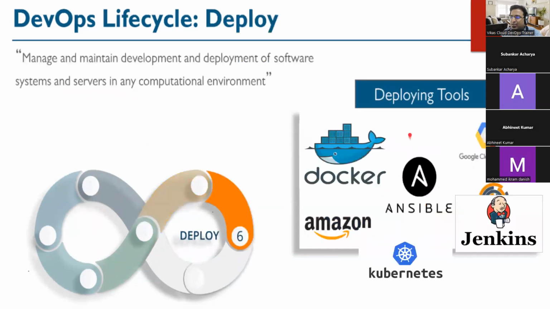When the deploy-related things come, all these tools are very popular. We have to understand the 100% monopoly of Docker in containerization, 100% monopoly of Ansible for configuration, 90% to 100% monopoly of Jenkins in automation and integration, and 100% monopoly of Kubernetes if you want to manage containers. Amazon, Google Cloud, and Microsoft Azure, all 3 are most popular. So we have to understand all these things in the deployment part.